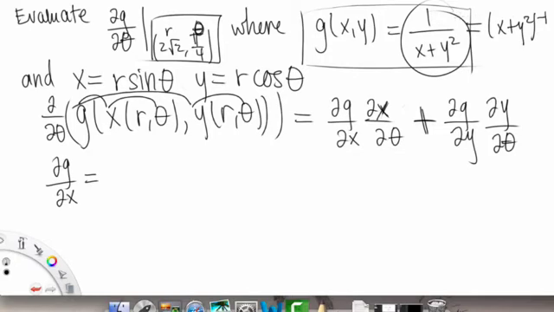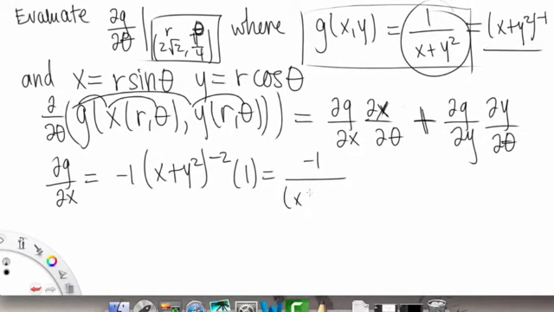So I'm going to take this x plus y squared to the negative 1 power. I'm going to bring down that negative 1, and then we have x plus y squared, now to the negative 2 power. And since we're differentiating with respect to x, we pull out the coefficient, which is simply a 1, right? So this is going to be negative 1 over x plus y squared quantity squared.